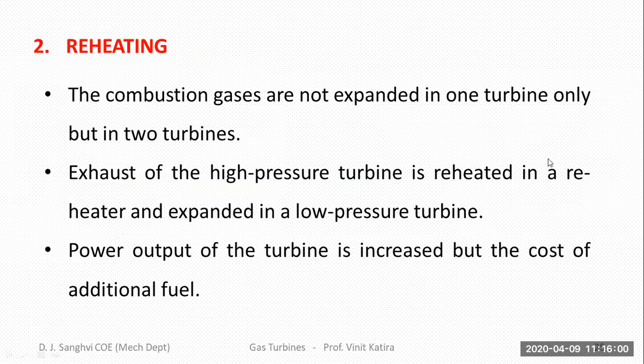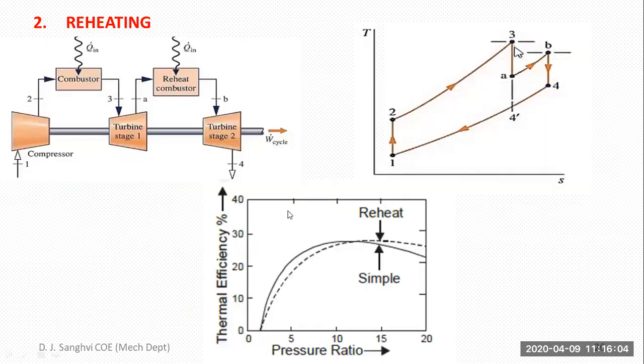So next we'll go to reheating. Now what is reheating? Reheating basically means that here you can see you are expanding the turbine in two stages. So if we are doing that, we can reheat the products of combustion that are leaving the first stage turbine. So we can reheat again by external means, so that you will tend to increase the efficiency of the cycle.